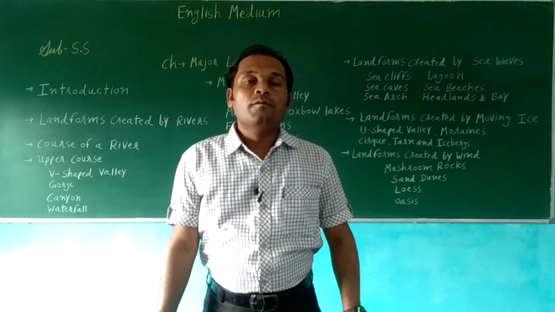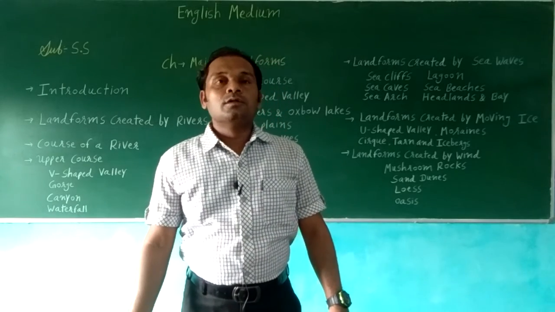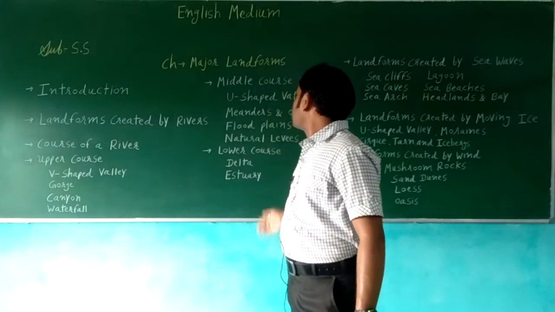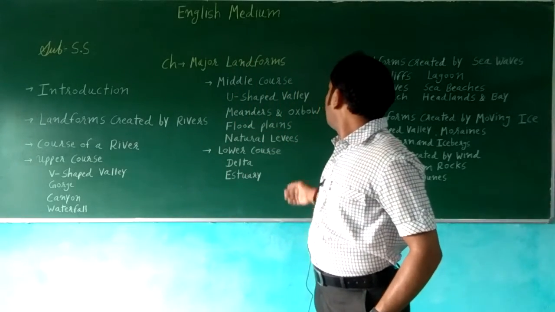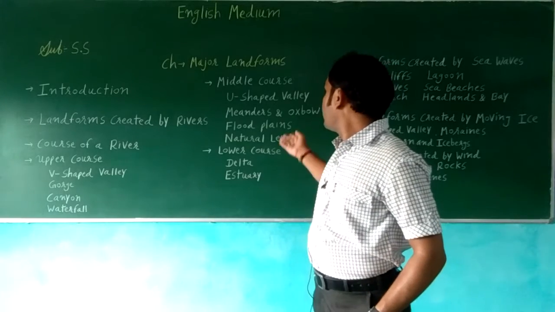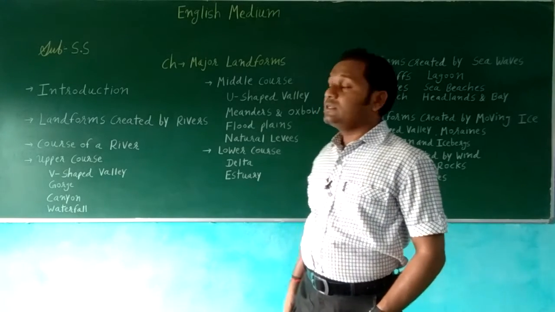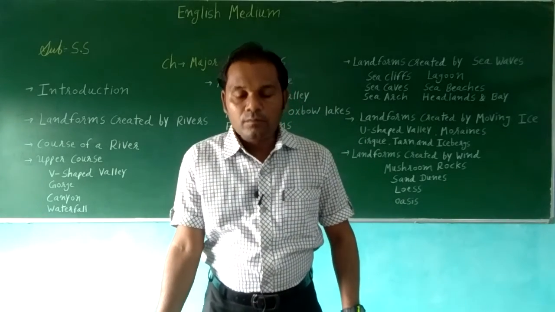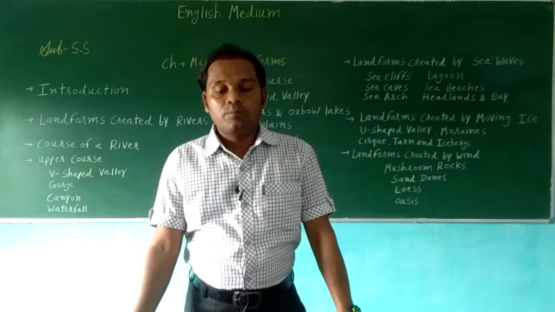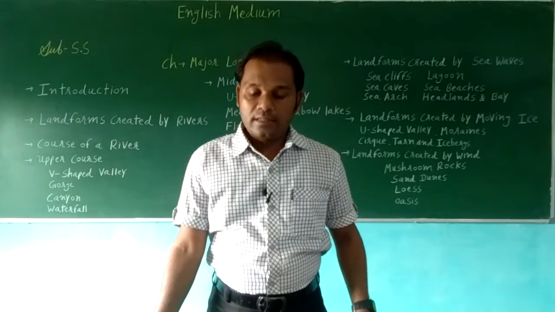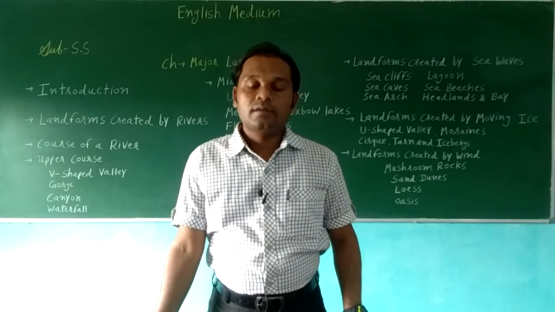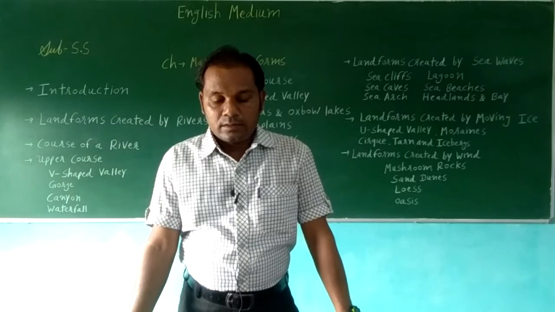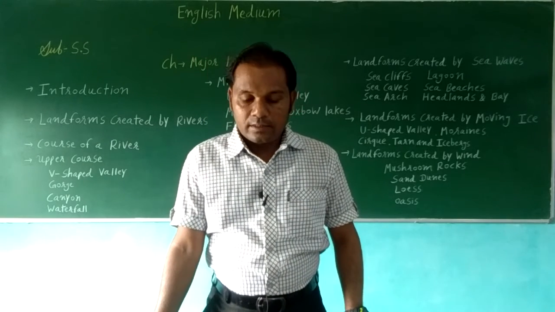It also forms various landforms, like U-shaped valley, meanders and oxbow lakes, floodplains, and natural levees. These all can form. So first you will see the U-shaped valley. U-shaped valley is formed. It has steep sides and a curve inside.